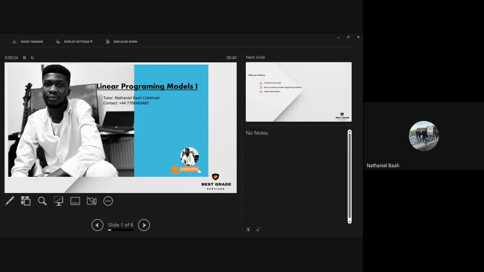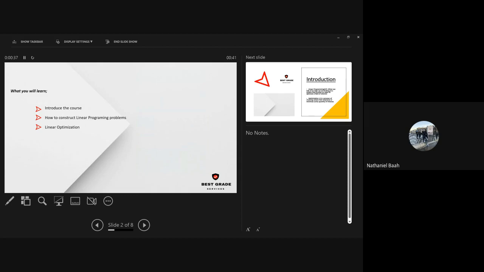Today, I'm going to take us through linear programming models part one, and I'm really going to make it so simple and you will enjoy it. So, let's hop on. During this lecture, we are going to first introduce the course, and I will show you how to construct linear programming problems and also walk you through what linear optimization is.